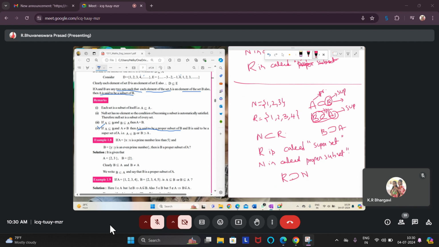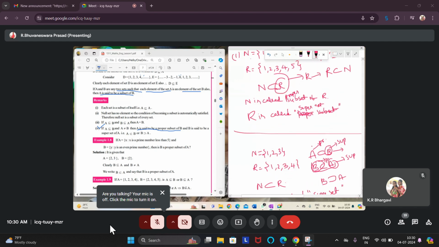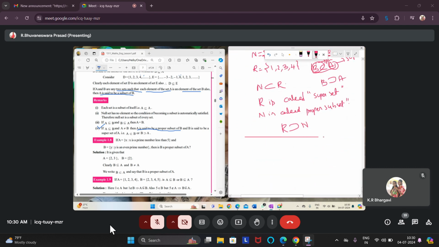Sir, you wrote r as a proper set above, right sir? Here superset. So n is a proper subset of r, but r is a superset of n. Yes, sir. So four conditions. Now let's see.